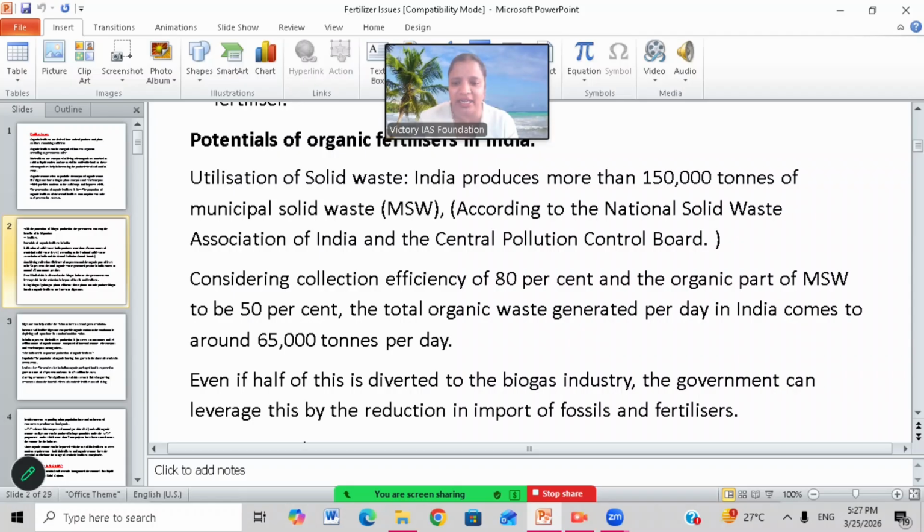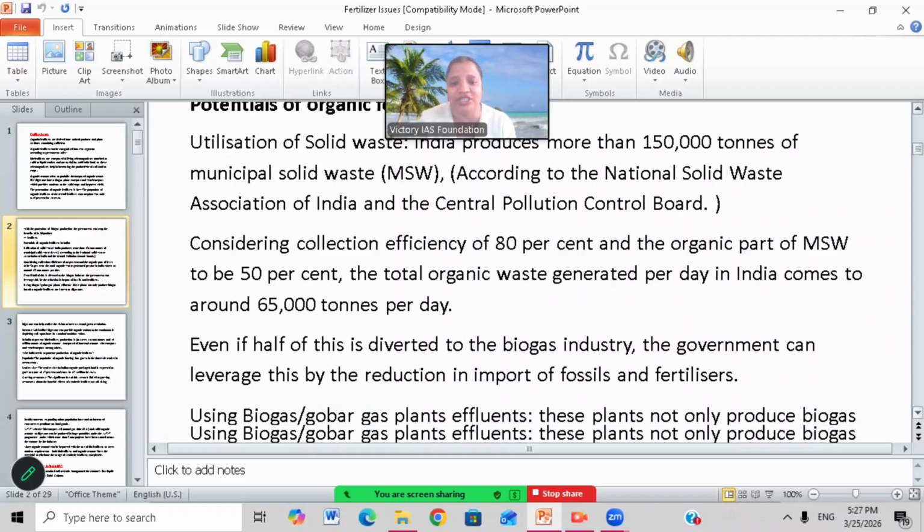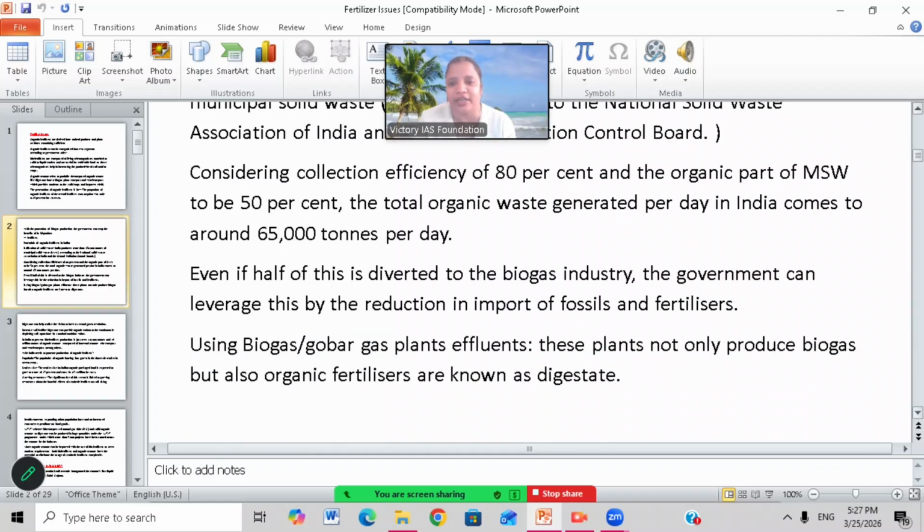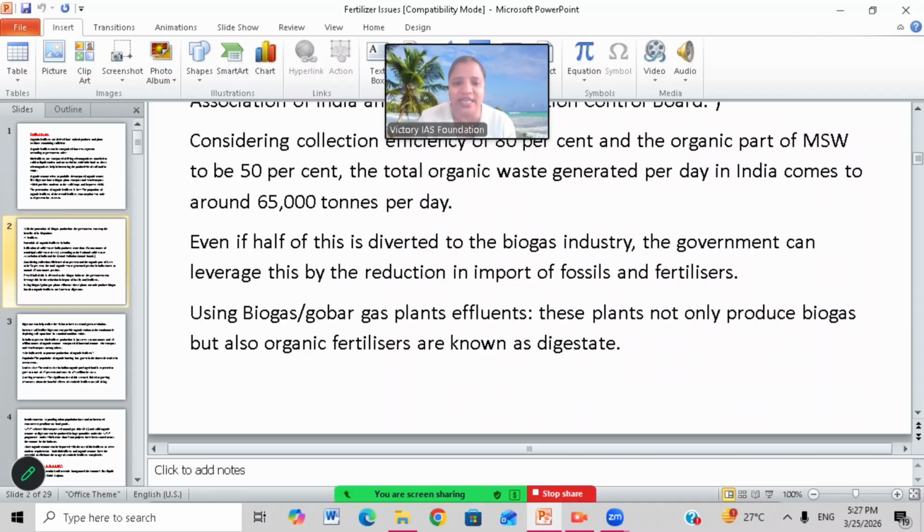Even if half of this is diverted to the biogas industry, the government can leverage this by reduction in import of fossils and fertilizers. So even if the government can utilize 50% of the 65,000 tons per day of organic waste, they need not import any fertilizers from foreign countries. They can manage with this only. They can increase the farm production. That much solid waste is available inside India.